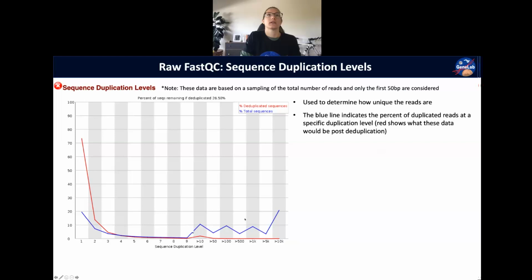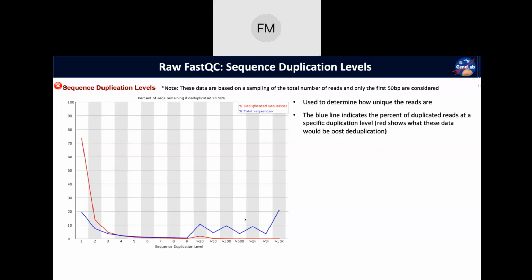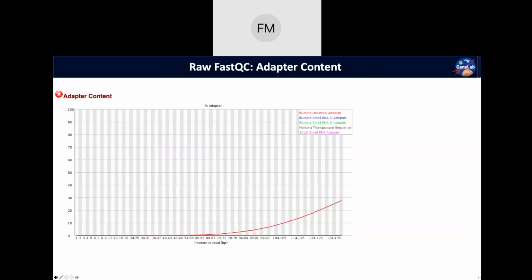Go ahead, Felix. So when you say the first 50, does that exclude the adapter, or do you have to remove them? So at this point, we're just looking at raw reads. So any reads that have an adapter in them, they're going to have an adapter in them. So that's a good point. However, if you recall from this slide, where are our adapters usually located?